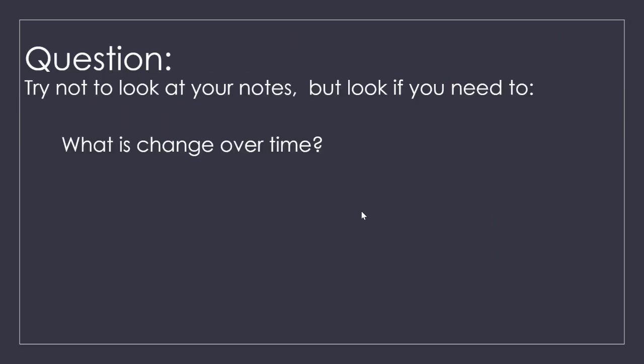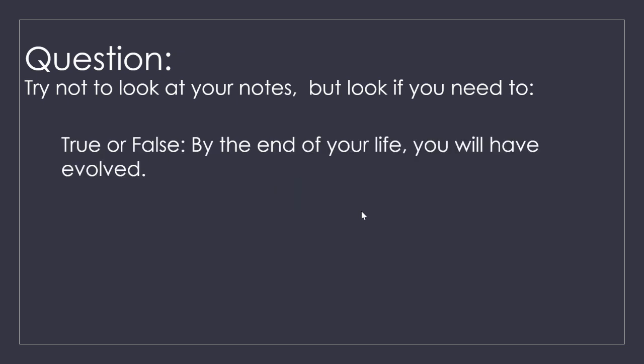What is change over time called? That's evolution. How about true or false? By the end of your life, you will have evolved. False. Individuals don't evolve, only groups of living things, and it takes millions of years, sometimes thousands, but usually a really long time for an organism to evolve.